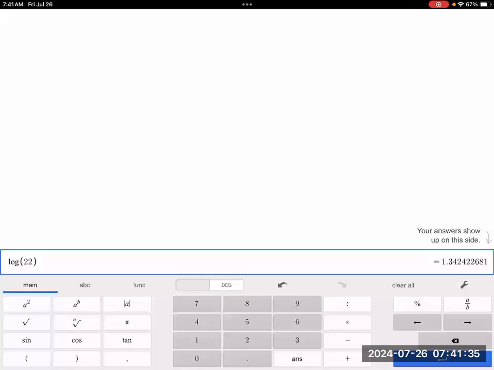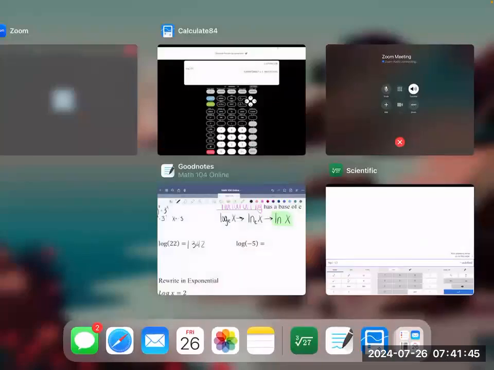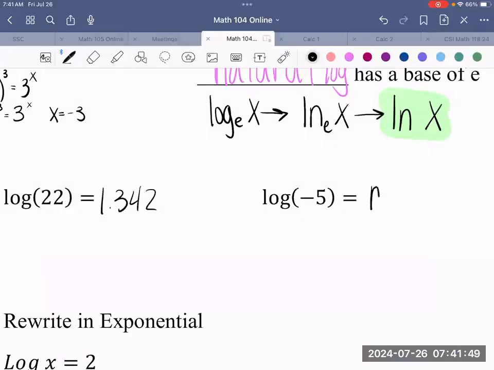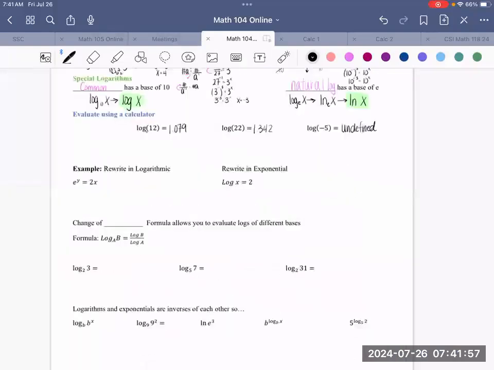Let's see what it does with your Desmos calculator. So we have a -5. There you go. It says undefined. So keep in mind, we said at the very beginning, we said logs cannot be negative. So we can just write undefined. Okay.